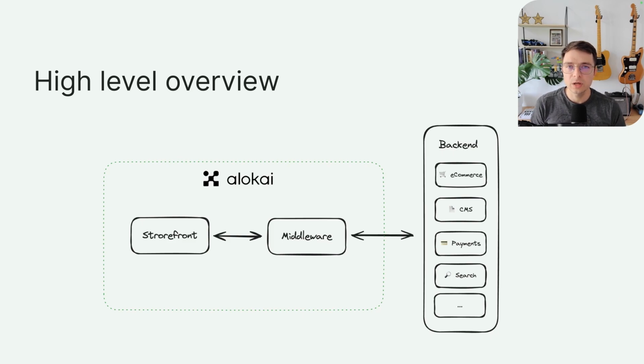On a high level, Alokai's architecture looks like this. We have a storefront and middleware, both deployed to Alokai Cloud. The middleware connects to external backend services like e-commerce engines, CMSs, payment providers, and search engines. You might ask, why do we need the middleware? Can't the storefront just directly connect to backend services? Well, it can, however, it comes with a price. Forcing the storefront to do data integration and orchestration hurts performance and maintainability. The storefront should be just the UI. It is the middleware that should do the heavy lifting of data processing.